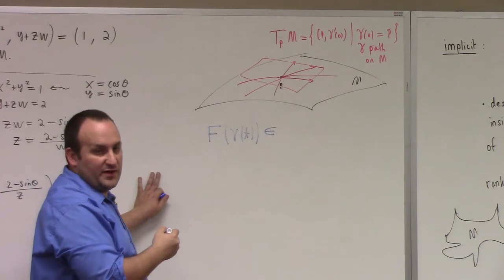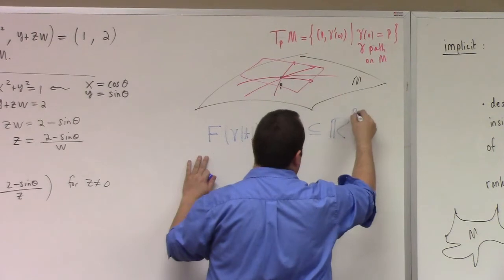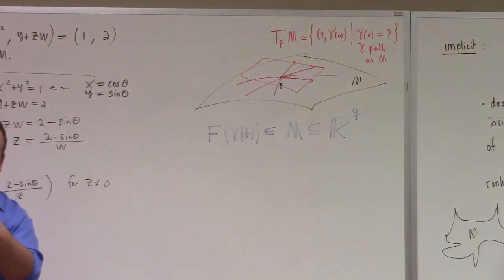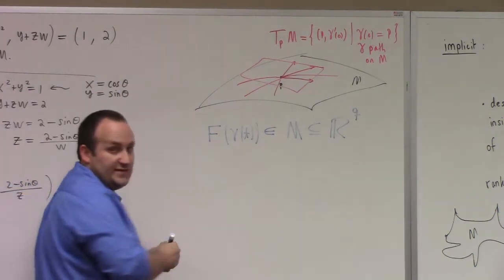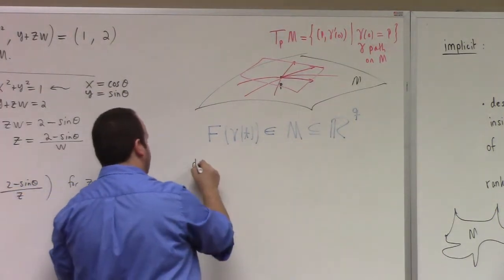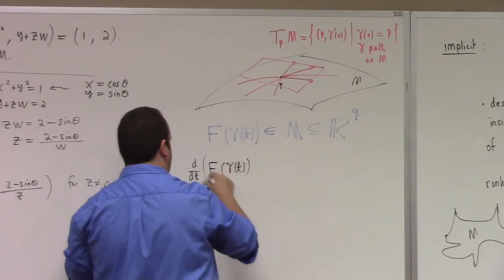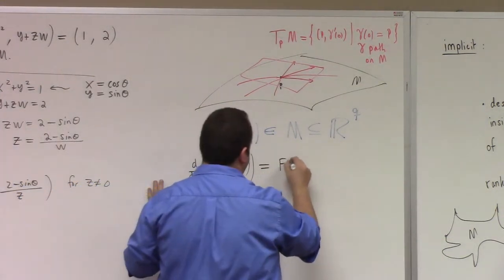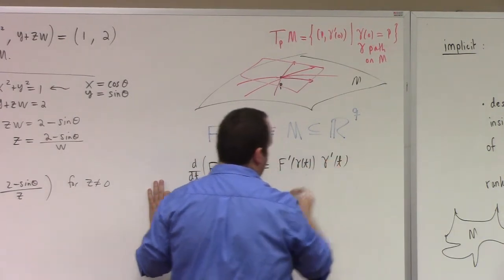True. But more to the point, it's an element of M, which is sitting inside R^Q, right? So I'm supposing that it's a path on M. So if you differentiate something like this, what does it look like? What happens? We get F prime, and then gamma prime of t.